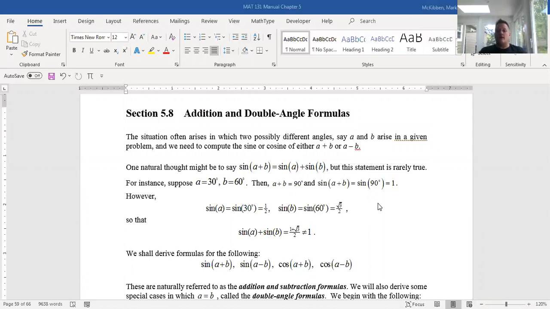It doesn't hold. But that's not to say there aren't formulas that help you compute the sine and cosine of sums and differences like this more easily, using the sine and cosine of just the individual values. In fact, there are. There's something called the addition and subtraction formulas. And if A happens to be equal to B, that would be the sine of 2A and the cosine of 2A. Those are called double angle formulas. So those are special cases of the addition formulas.